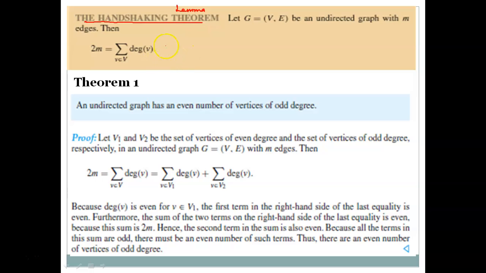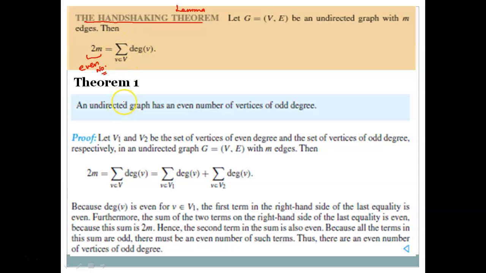In any graph you can verify this. So based on this lemma, you can say the sum of the degrees will be equal to twice m. So from here you can also conclude that in any graph the sum of the degrees of all the vertices is an even number. This is another way to state the same thing.